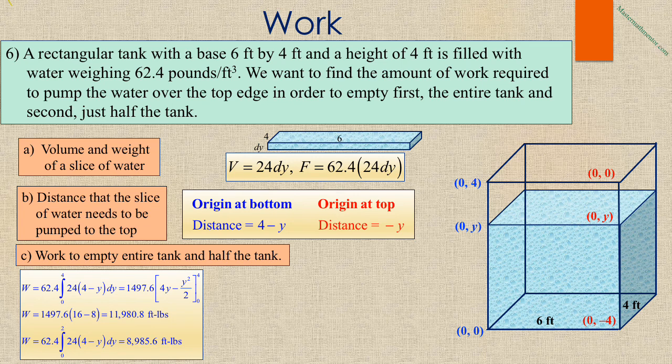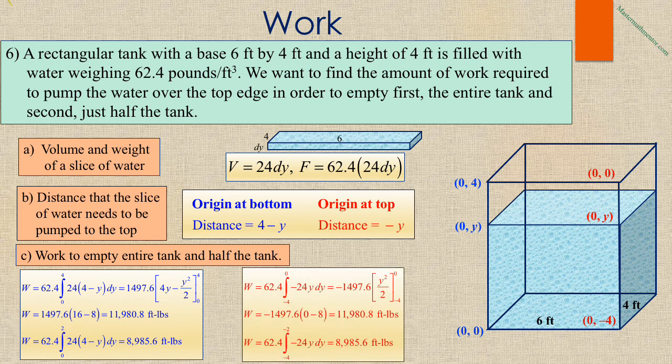If we only want to empty half the tank, we integrate from 0 to 2. When y is 0, the distance is 4. When y is 2, the distance to pump to the top is 2. And we get 8,985.6 foot-pounds. Notice that this is very close to the total amount of work to empty the entire tank, because it takes a lot of work to pump out that water at the very bottom, because it has a long distance to travel.